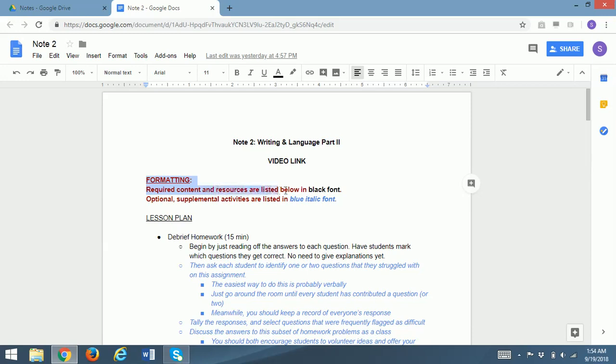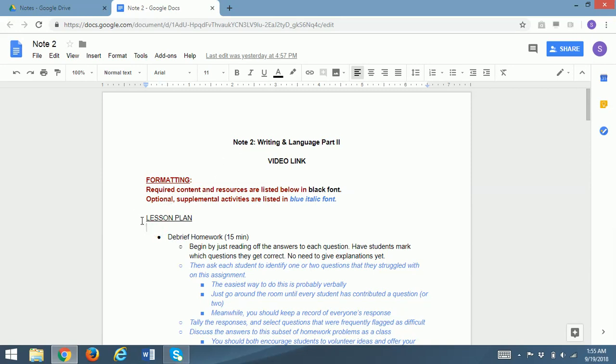The required content and resources are listed in black font. That's the stuff that we really want you to keep in your lessons. You can change the details of how you present it, but the content needs to stay the same. And then there's optional supplemental activities in blue italics. These are activities that are very loose requirements. You can get rid of them and restructure them however you want. Usually if I create a group game or I have some sort of group work activity, I'll list that in blue font, because if you want to create something different and try it out, you're welcome to.